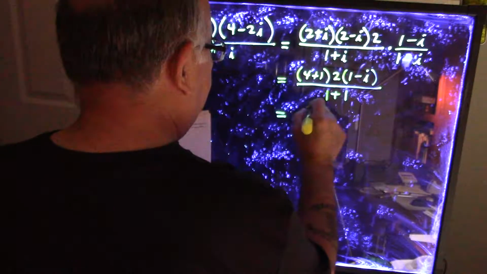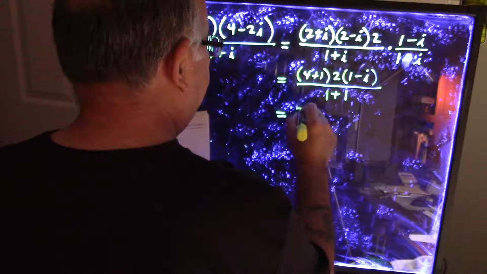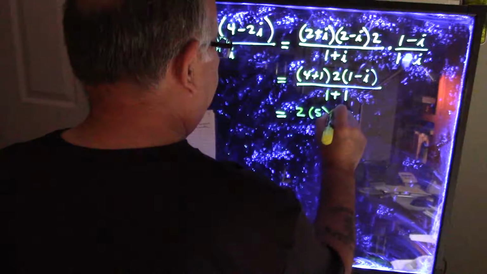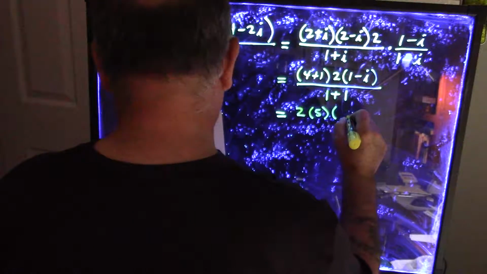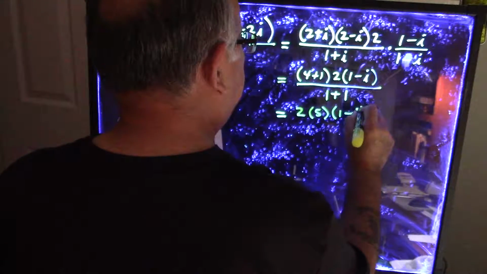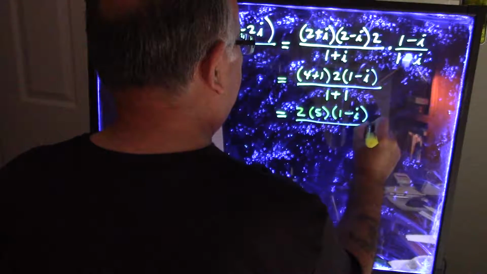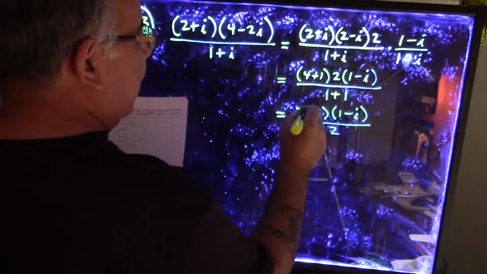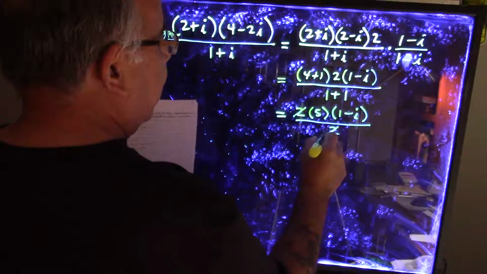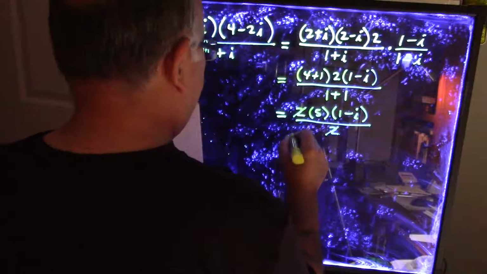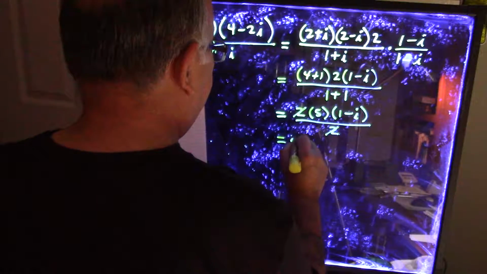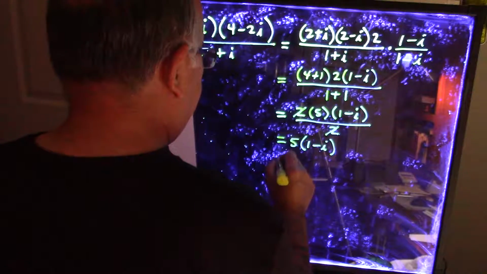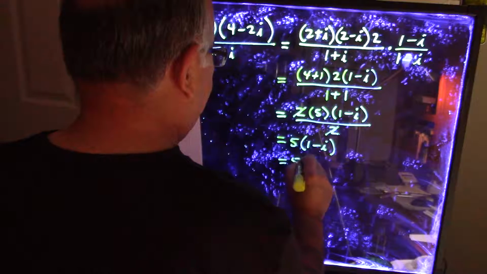Let's see, I'm going to put the 2 in front, and then you got the 5, and then you got the 1 minus i, all over 2, 1 plus 1. Now you can cancel the 2's out. So that leaves you with 5 times the quantity 1 minus i. And then you can distribute that through and you get 5 minus 5i.